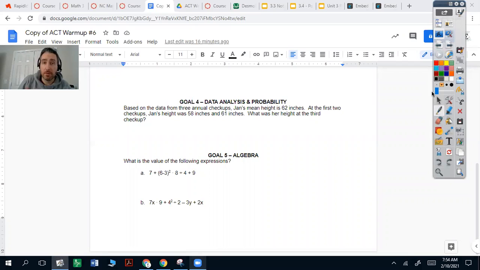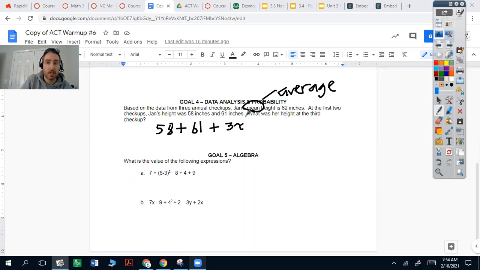Based on the data from 3 annual checkups, Jan's mean height is 62 inches. At the first 2 checkups, Jan's height was 58 and 61 inches. What's her height at the third? Mean is average. You get the average by adding everything up and dividing by how many there are. So if we know Jan's height was 58 and 61, and we don't know her third, we'll call that x, right? But we know if we divide that total by 3, we're going to get her average.